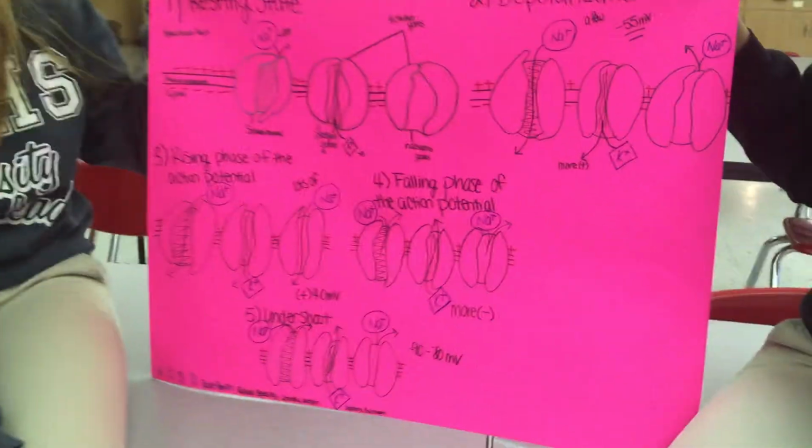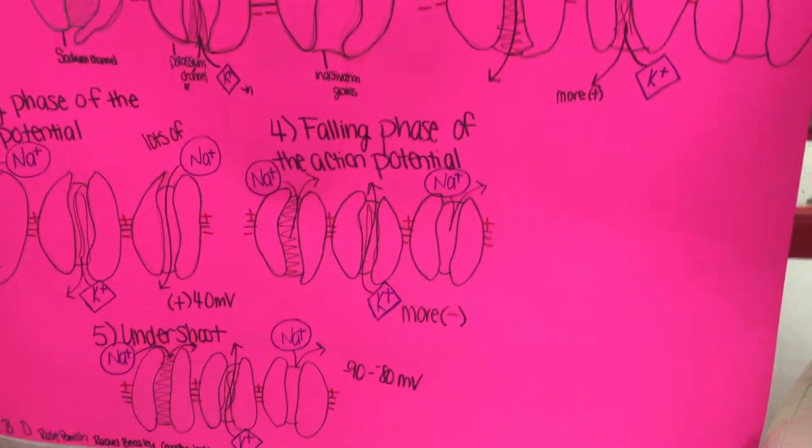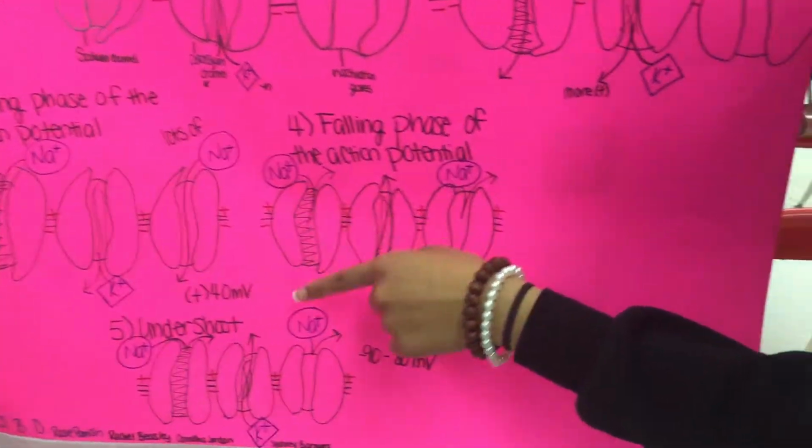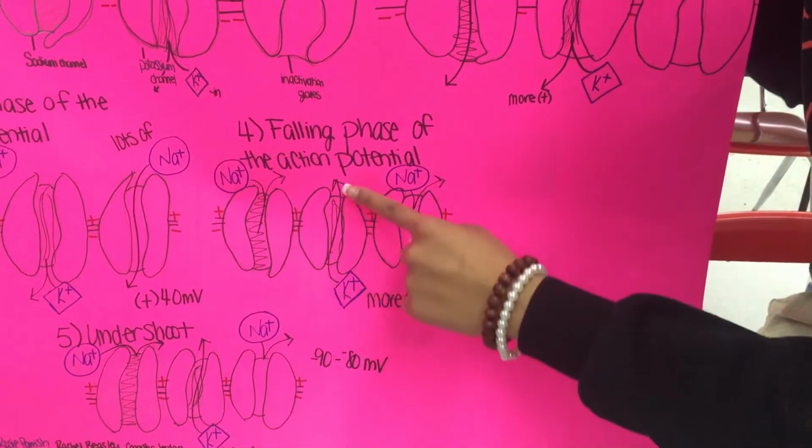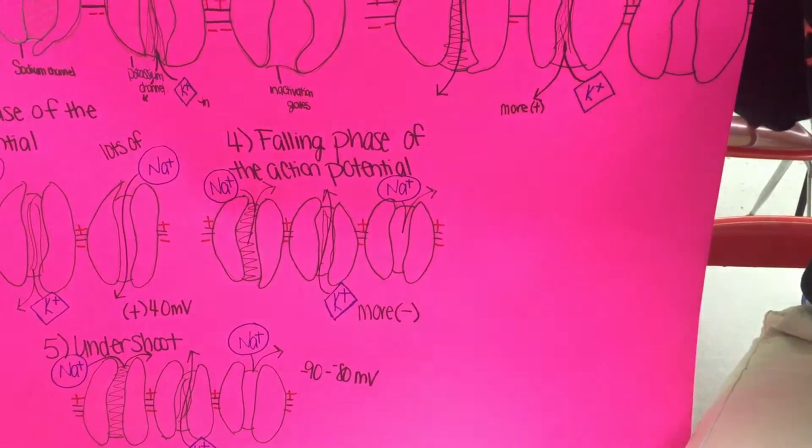For the fourth one, it is the falling phase of the action potential, and the sodium comes out, which makes more potassium come out, and the sodium comes out.